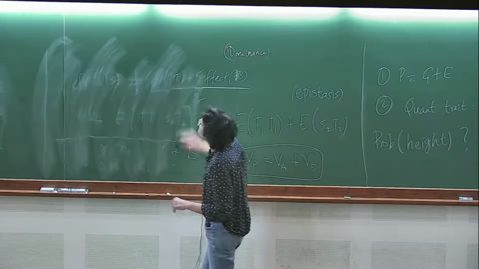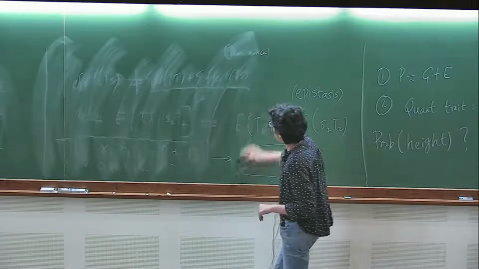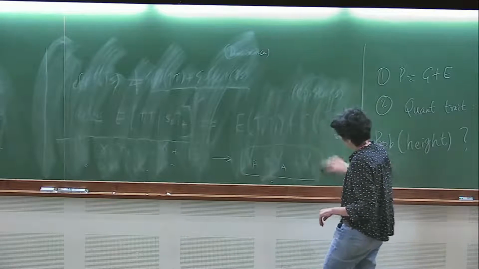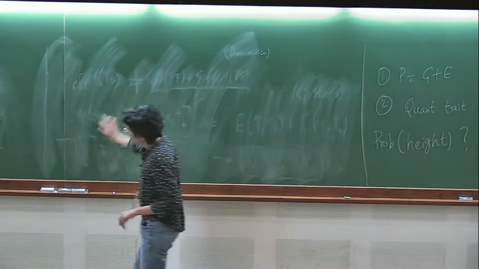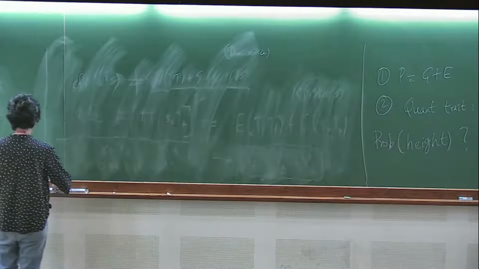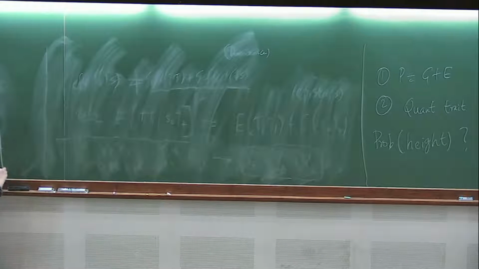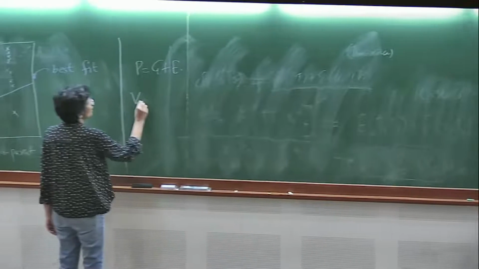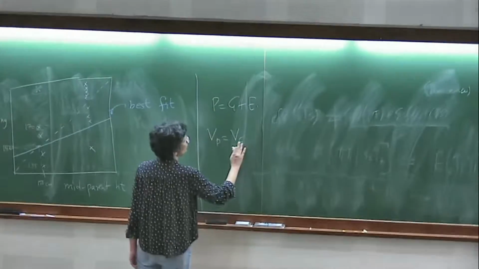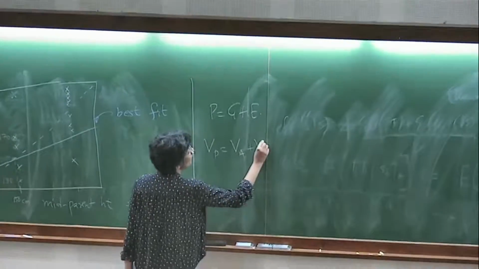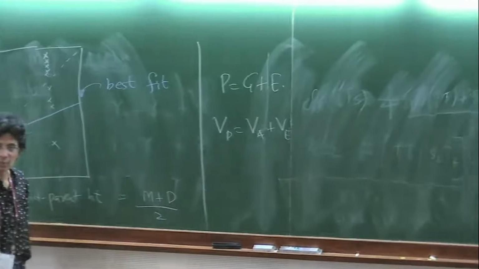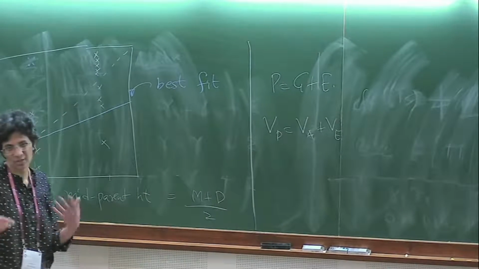Okay, so since we're running out of time, I will merely give you the answer. I'll just sketch it for you. The key is P equal to G plus E. Using this for the additive model, you will get VP equal to VA plus VE, as I said already. You have to show it, you have to sit down and do it.